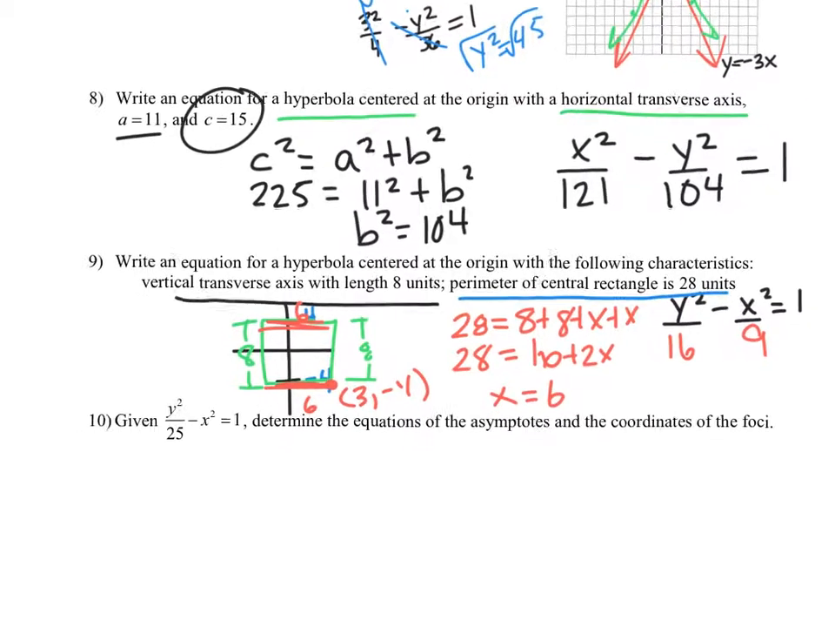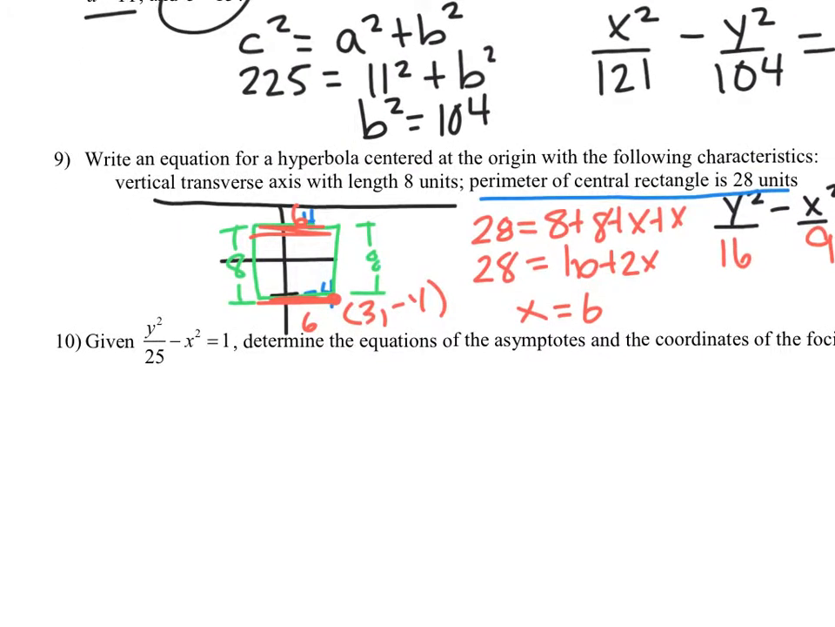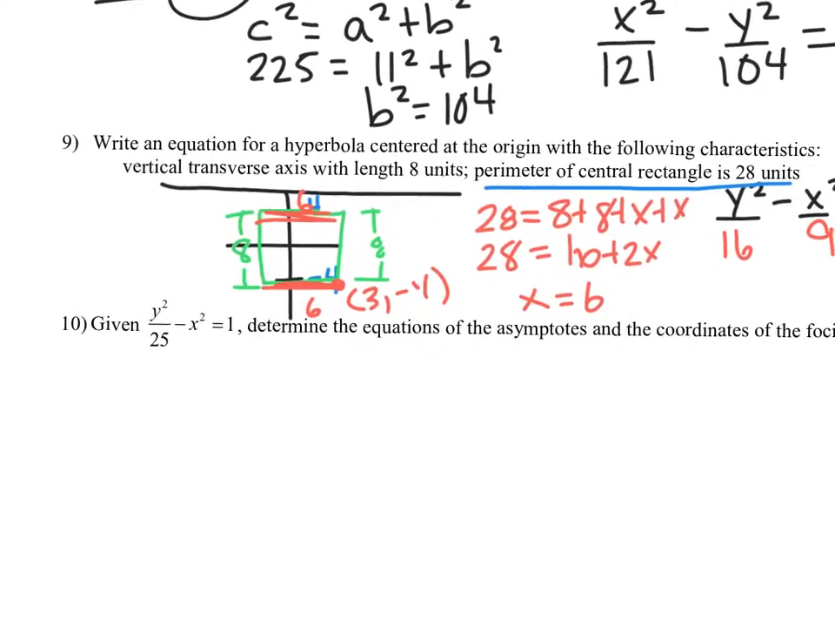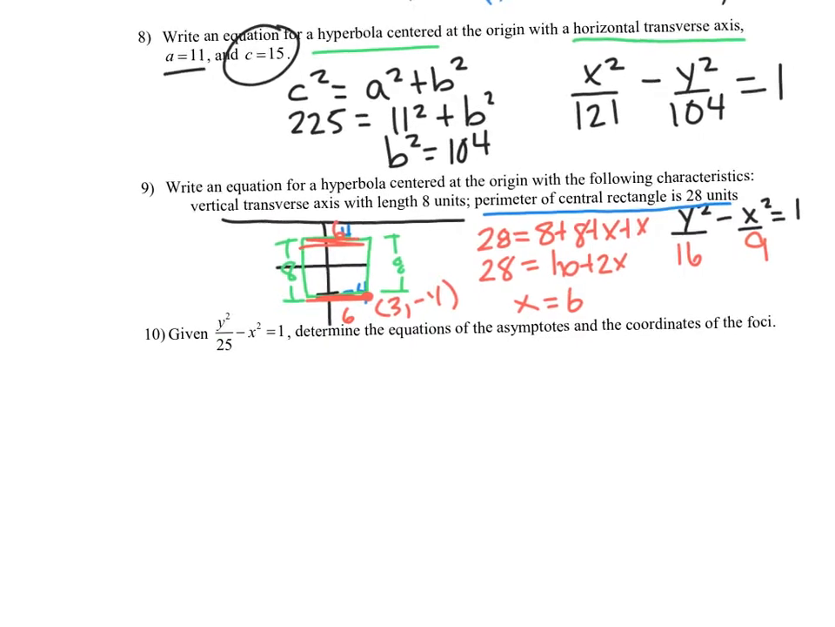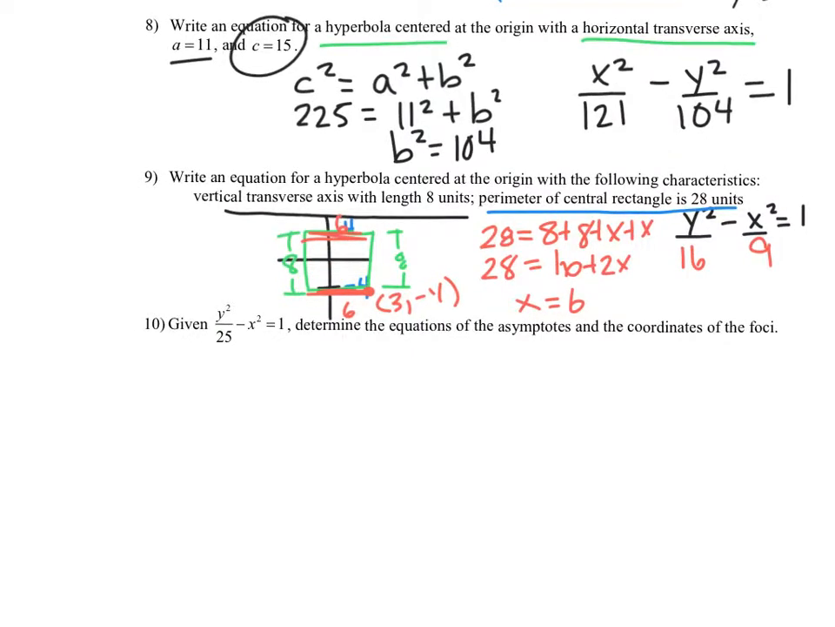And then number 10, given y squared over 25 minus x squared over 1 equals 1, determine the equations of the asymptotes and the foci. So I don't have to graph it. My asymptotes are going to be y equals plus or minus the square root of what's underneath the y, that's 25, so 5, over the square root of what's underneath the x, that's 1. Don't forget to put the x. So your asymptotes are going to be plus or minus 5x.